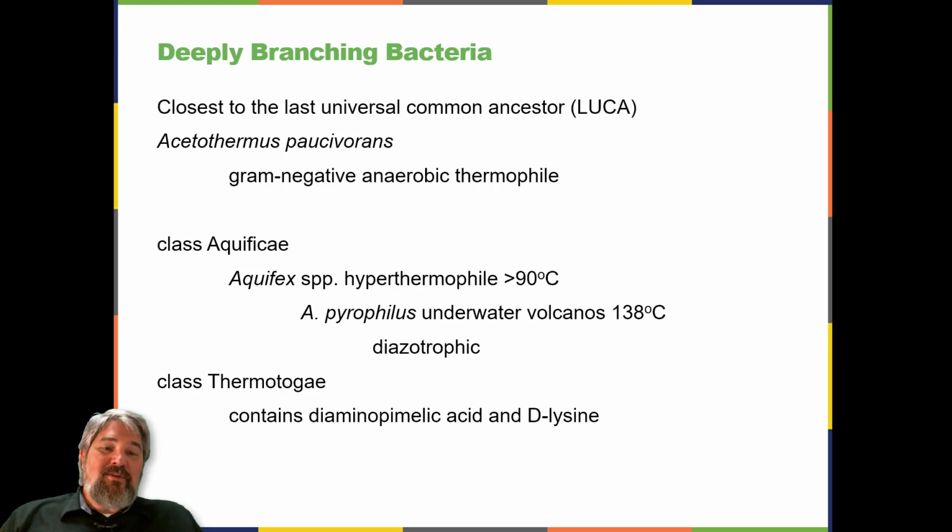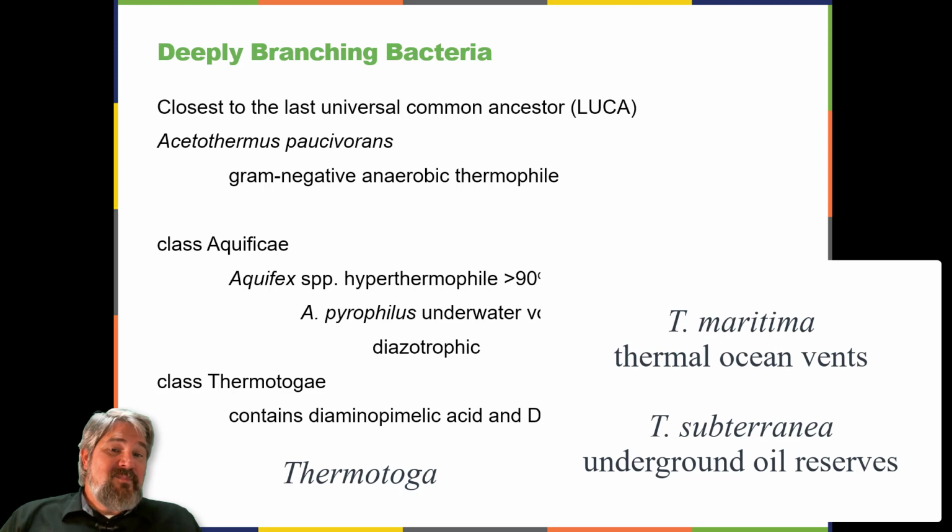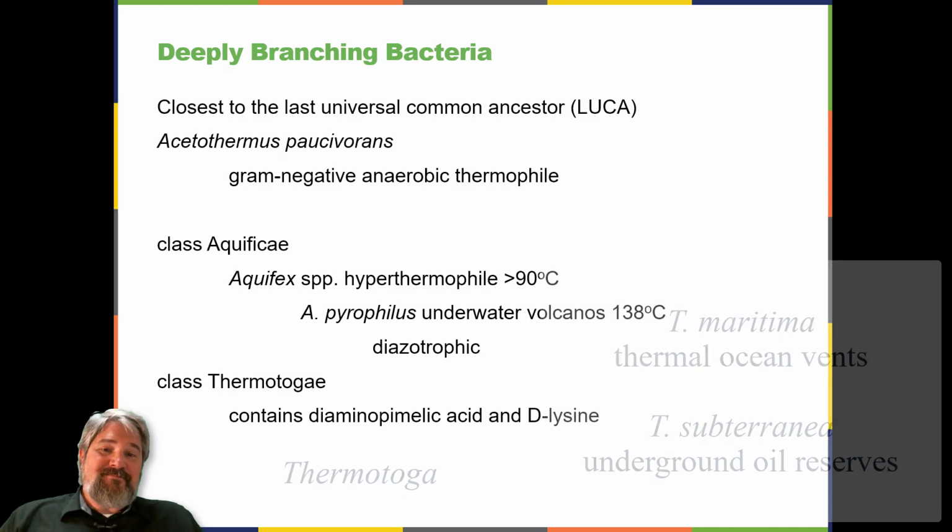These bacteria are able to use a variety of organic substrates and produce molecular hydrogen, which can be used in industry. The class contains several genera, of which the best known is the genus Thermotoga. One species of this genus, T. maritima, lives near the thermal ocean vents and thrives in temperatures of 90 degrees Celsius. Another species, T. subterranea, lives in underground oil reserves.